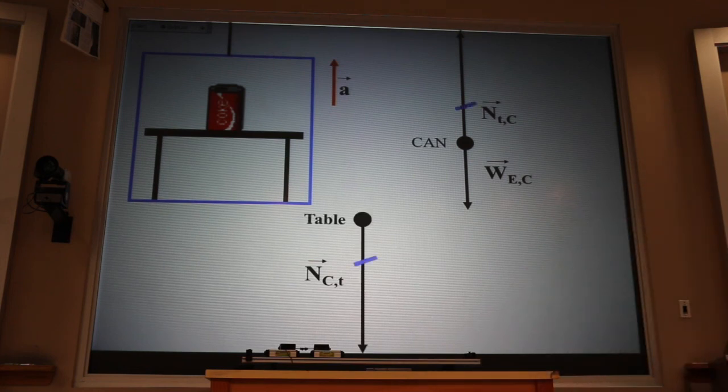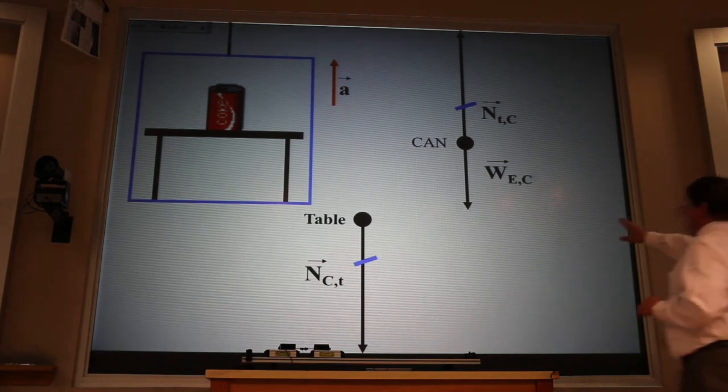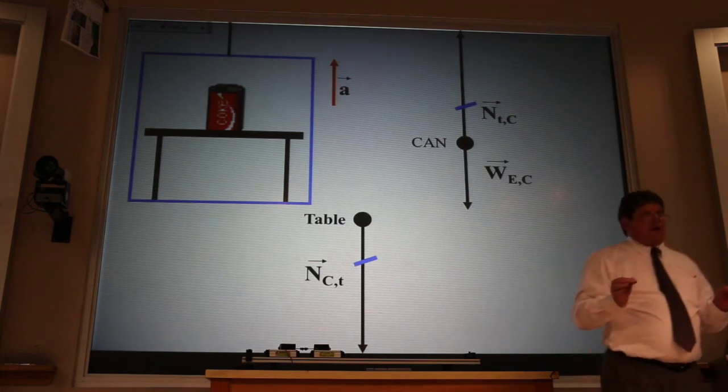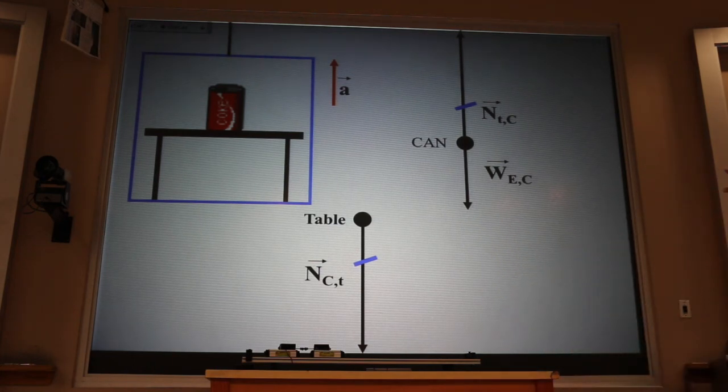And I would put 1 tick mark on each to show that they're part of the same interaction. Now what about this gravitational force? Does it have a third law companion? Yeah. All forces have third law companions. This is the earth pulling on the can.